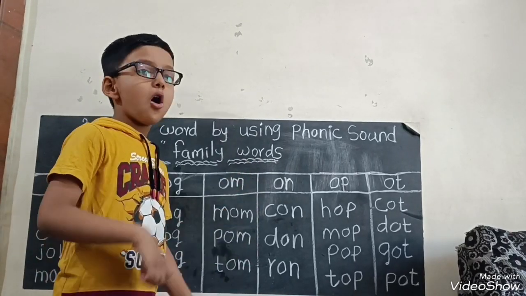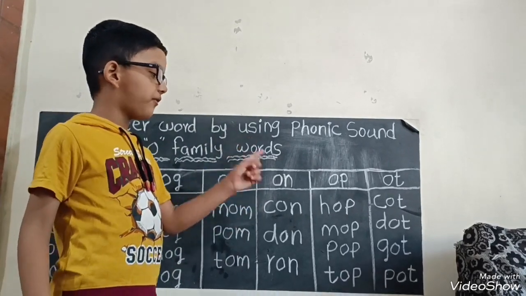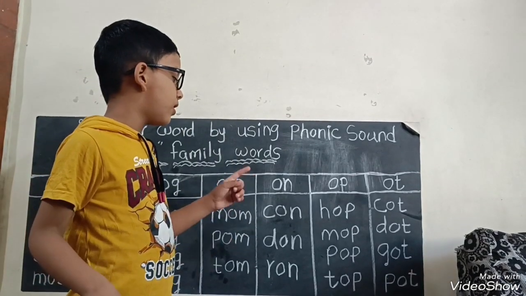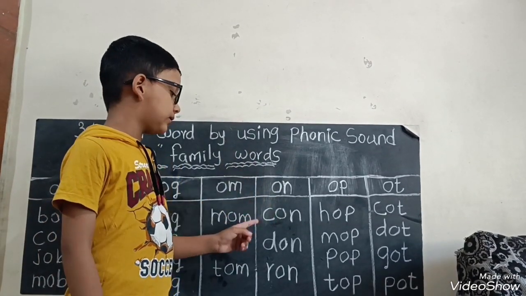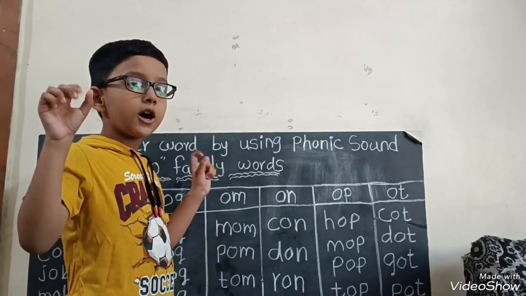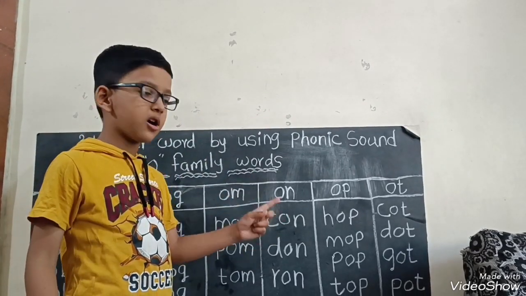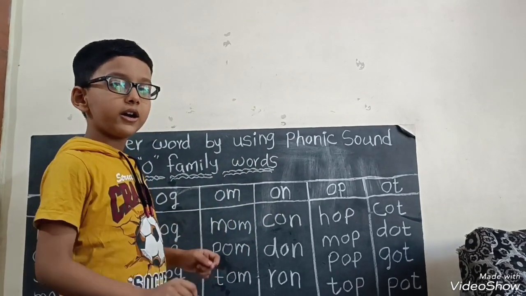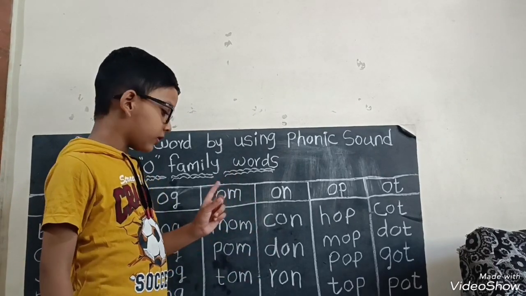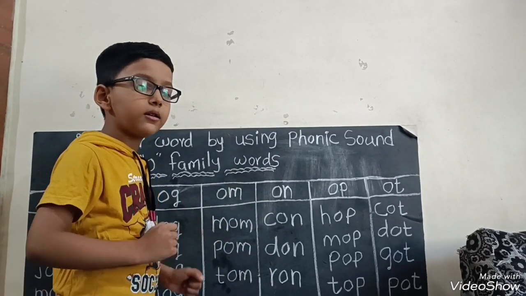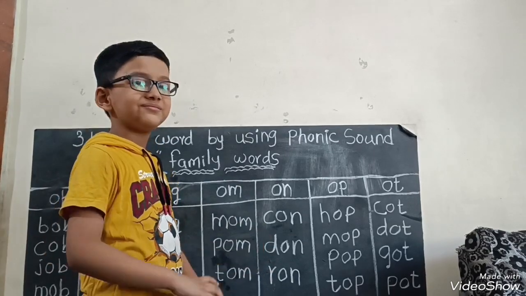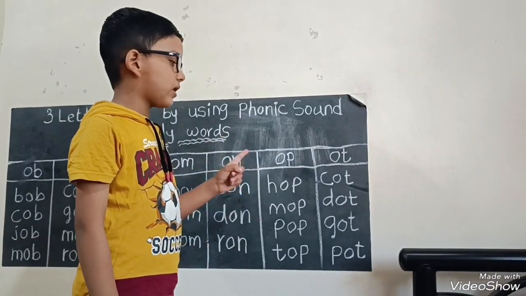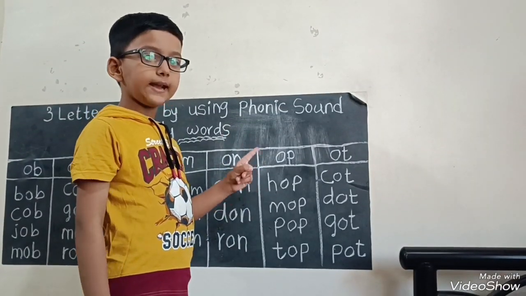Now ON ending words. Sound of O. O. Sound of N. On. Like this. Sound of C. K. Con. Sound of D. Don. Sound of R. Ron.